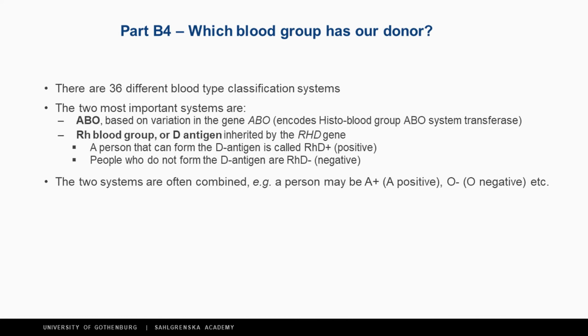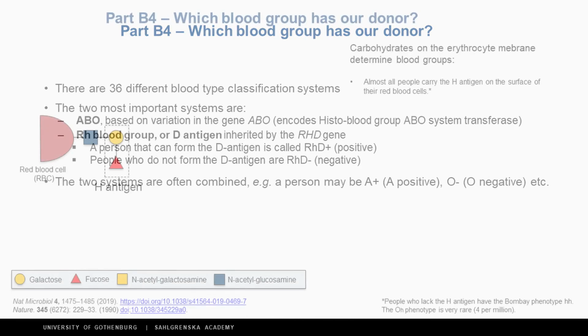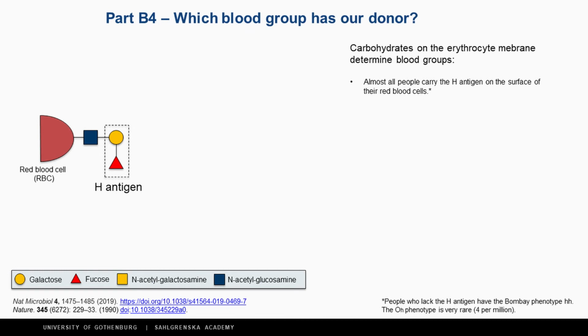In addition, the ABO blood groups are followed by the presence of the Rh-D factor. If the D antigen is present, a person is Rh positive or just positive. If the antigen is absent, the person is called negative. Therefore, if the two systems are combined, a person may be, for instance, A positive, O negative, etc. But what are antigens? They are carbohydrates on the erythrocyte membrane that determine the blood type.